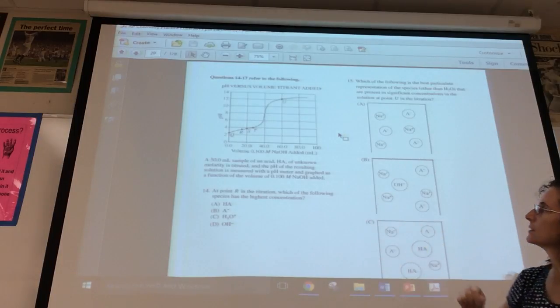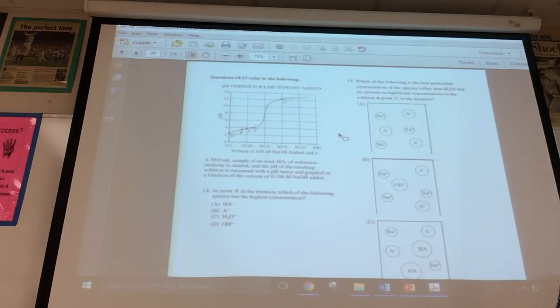It says a 50 mL sample of an acid, HA, of unknown molarity is titrated, and the pH of the resulting solution is measured with a pH meter and graphed as a function of the volume of 0.100 molar sodium hydroxide added. Now, I can't print these questions out to you and give them to you, because it's only for classroom use.